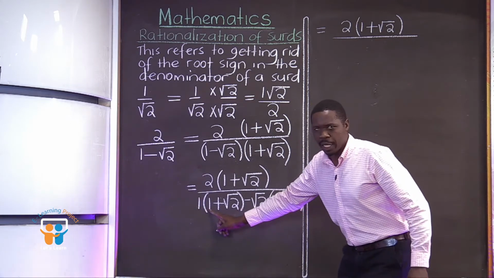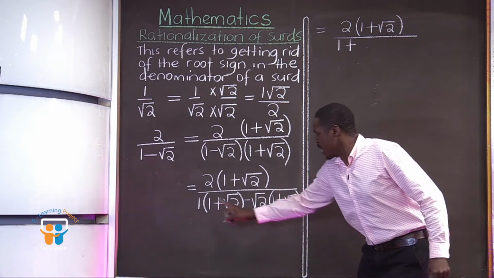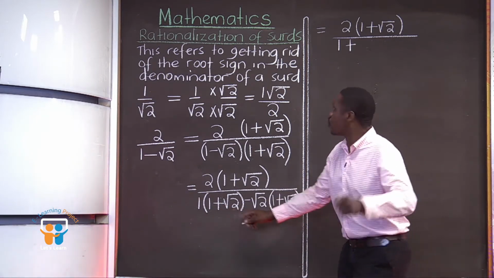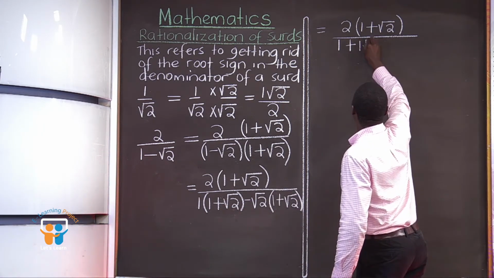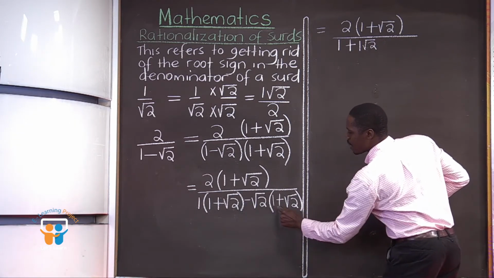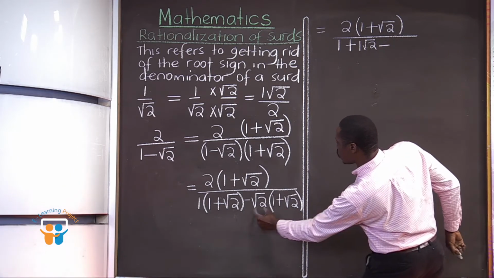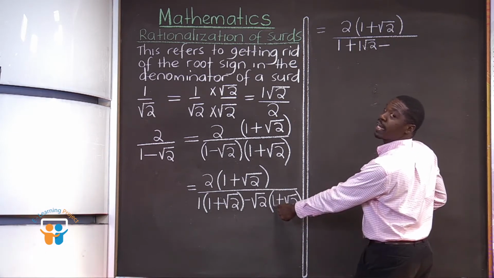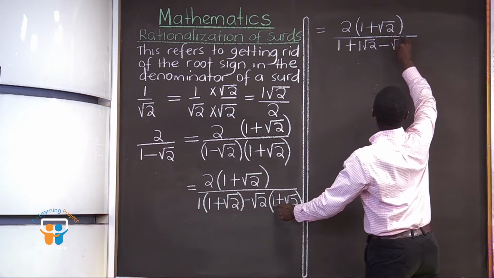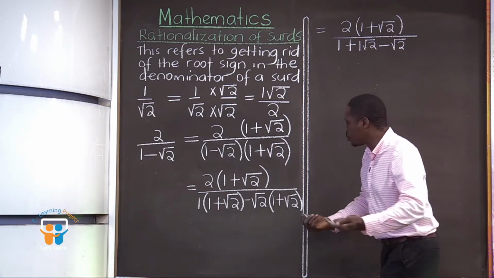1 times 1, what do you get? You get a 1. Plus 1 times root 2, what do you get? You get 1 root 2. Good. We are now continuing here. A negative times a positive, we get a negative. A root 2 times a 1, what do you get there? A root 2. You can say a 1 root 2, or you can simply say a root 2.